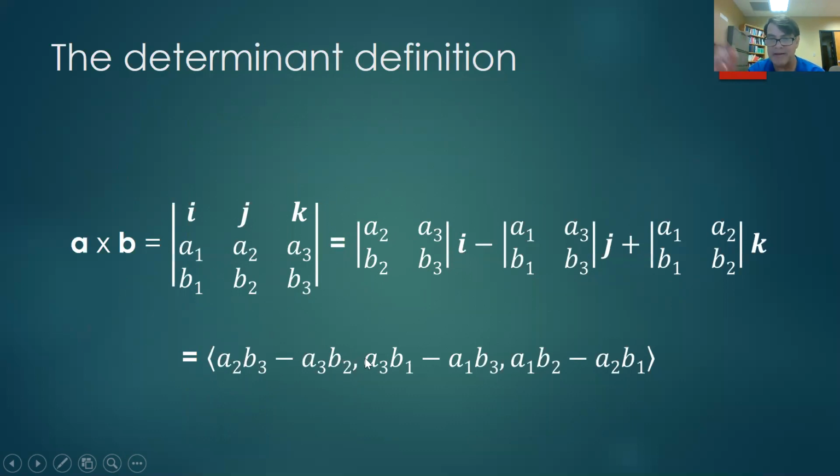Okay, so you see how that's the processing of this first determinant, and this first quantity is the I quantity. Then normally this would be A1B3 minus B1A3, but because it's minus, it flips, and so it becomes A3B1 minus A1B3. And then this one's positive, so it's normal: A1B2 minus A2B1.